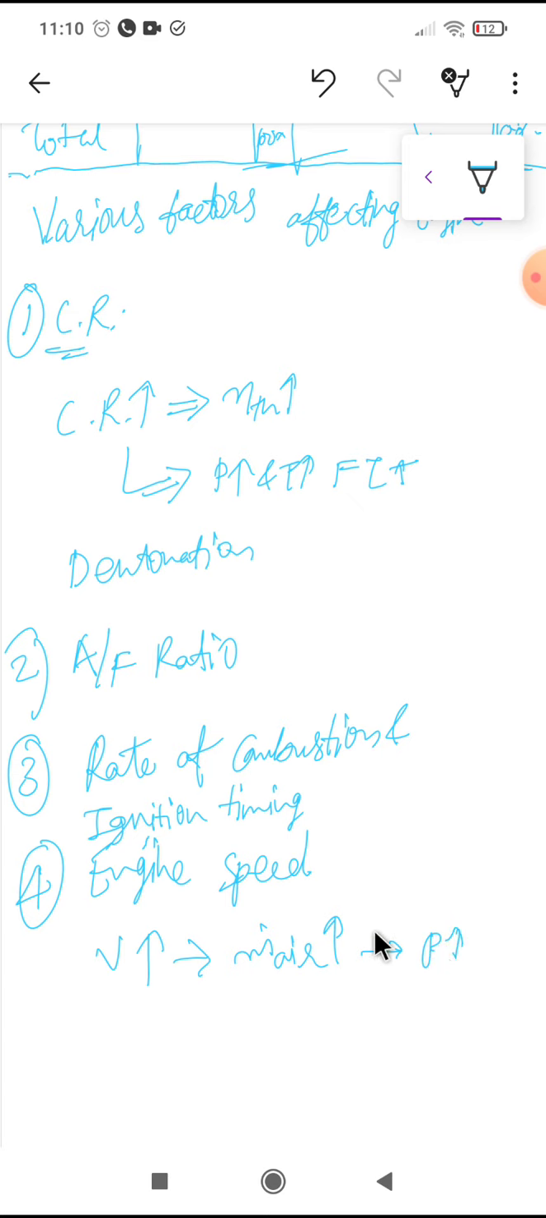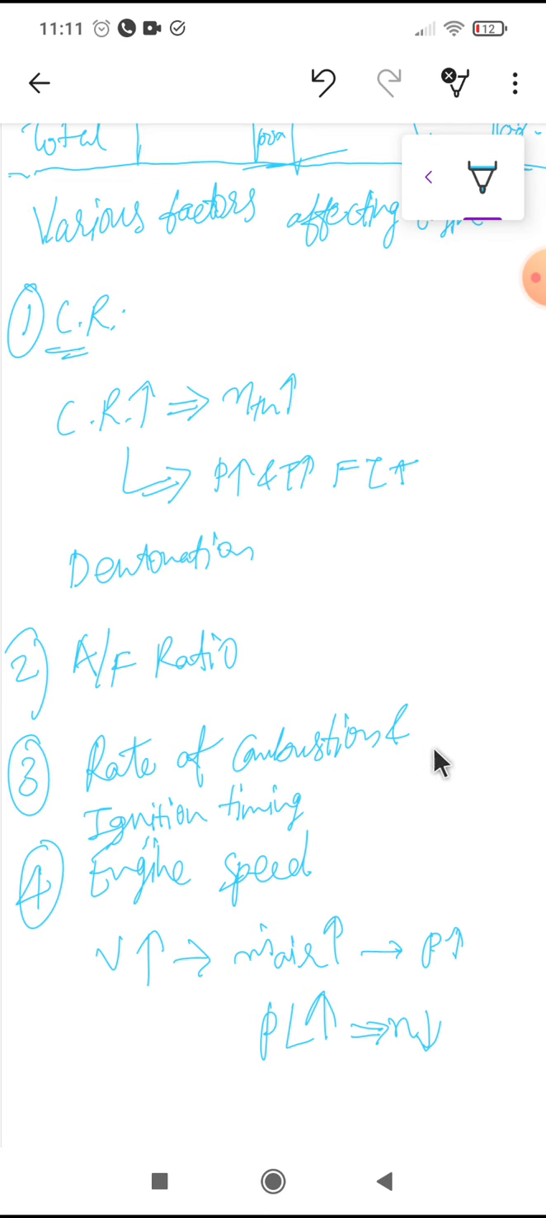But increased speed also increases the friction losses. Thus the speed of the engine should be adjusted so as to provide the optimum performance. This will also increase the power loss very much, which will result in a decrease in efficiency. So an optimum speed should be used.